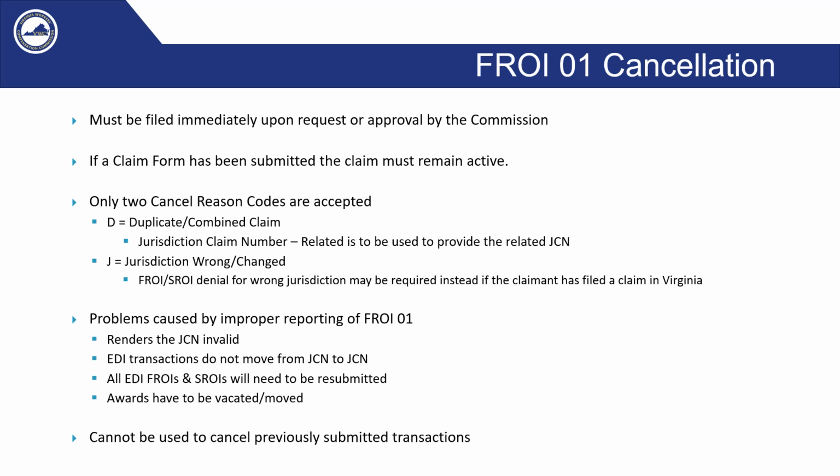A FROI or SROI denial for wrong jurisdiction may be required instead if the claimant has filed a claim in Virginia. Problems caused by improperly filing the 401 are: it renders the JCN invalid. EDI transactions do not move from JCN to JCN, which means all required EDI FROIs and SROIs will need to be resubmitted, and awards have to be vacated and/or moved. A 401 does not cancel a previously submitted transaction, but the claim in its entirety.